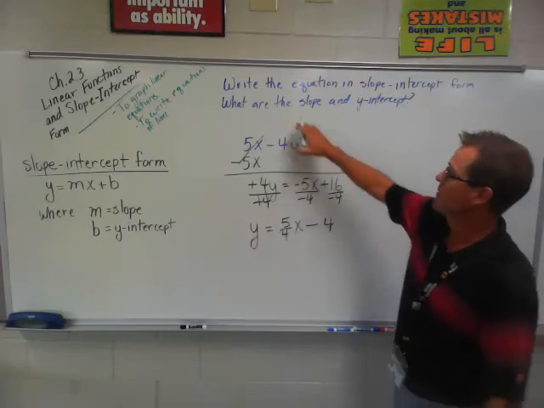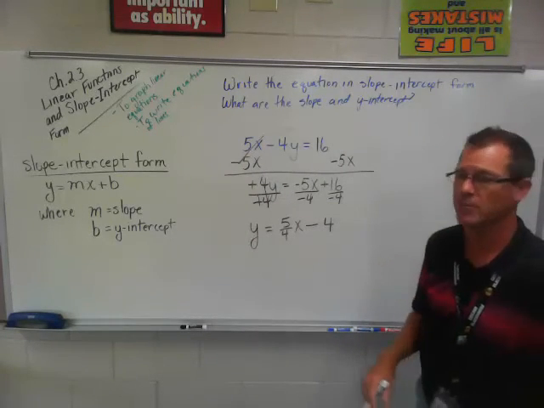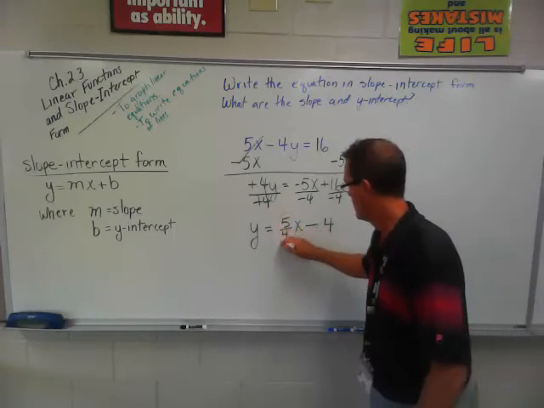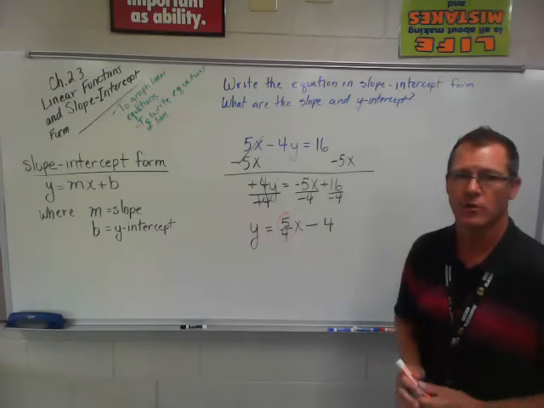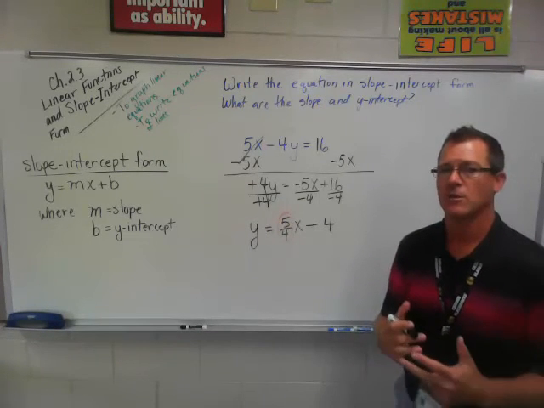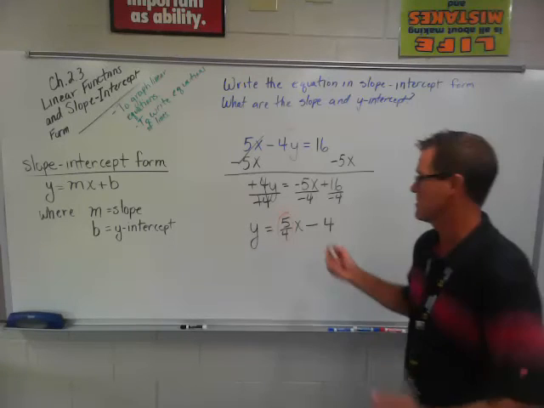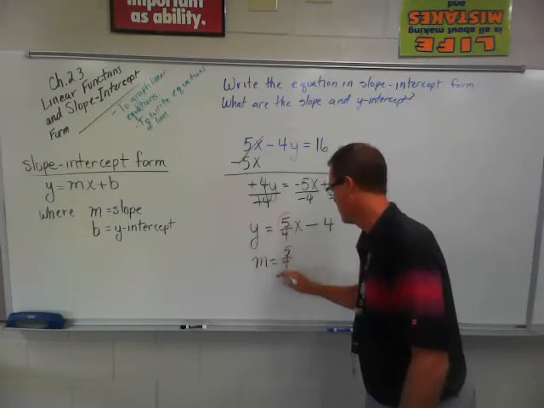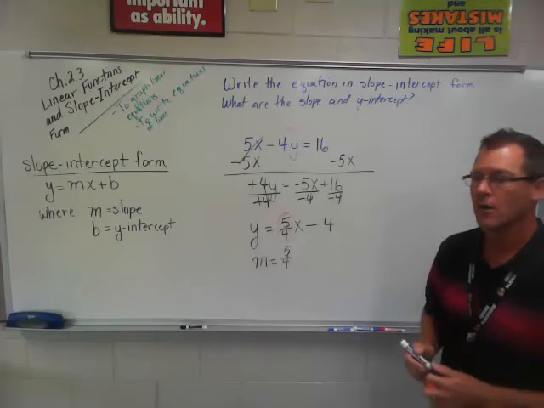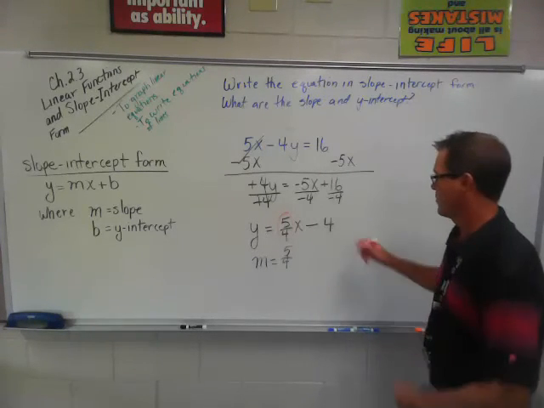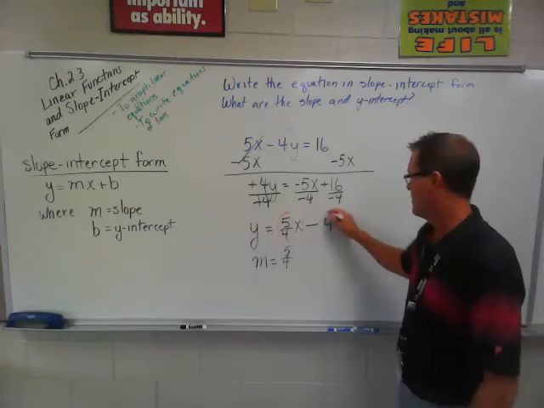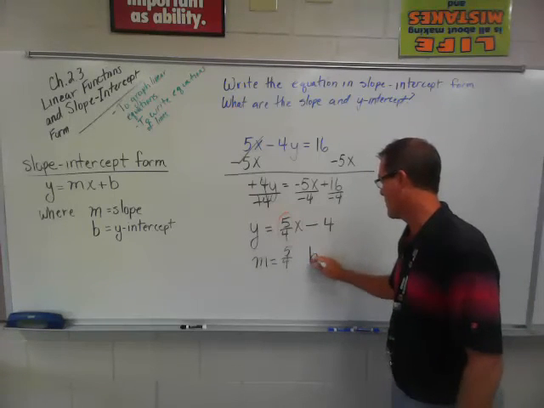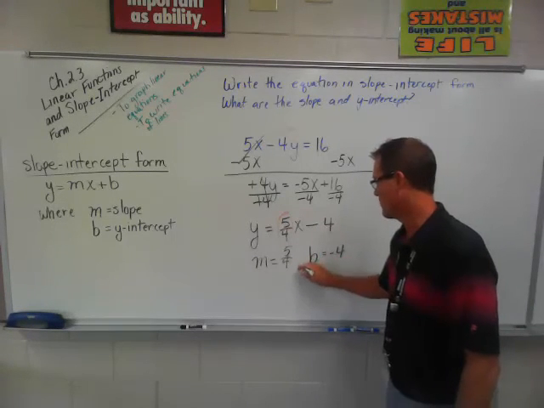So now, the end of my problem says, what are the slope and y-intercept? Well, remember, slope is the m directly in front of the x, right? So whatever coefficient is in front of the x, that's our slope. So m, representing slope, will be 5/4. My b is going to be the constant that's at the end of the right side in this case. So my b, or my y-intercept, will be negative 4.